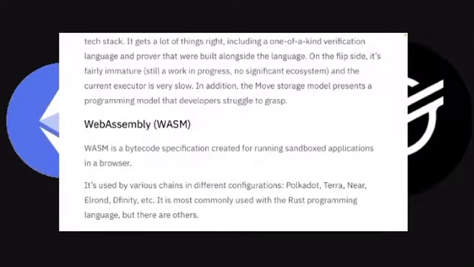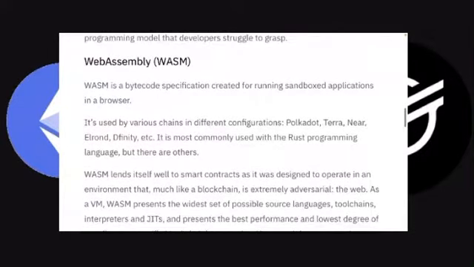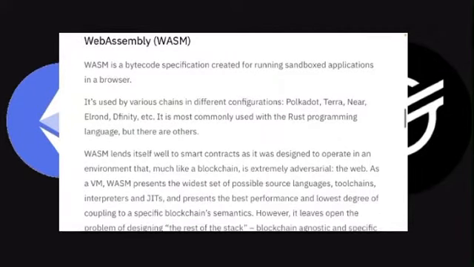Now, WebAssembly. WebAssembly is a bytecode specification created for running sandboxed applications in the browser. It's used by various chains in different configurations: Polkadot, Terra, Near, Elrond, Dfinity, etc.